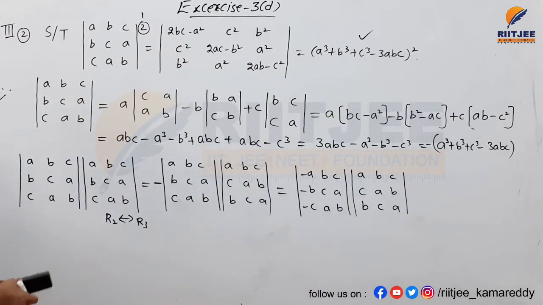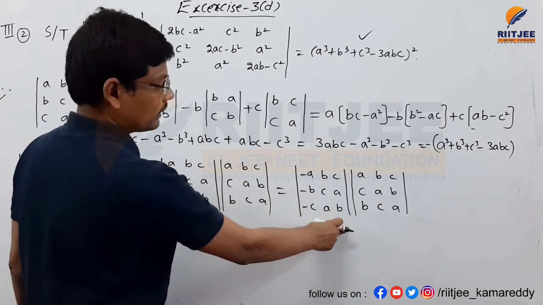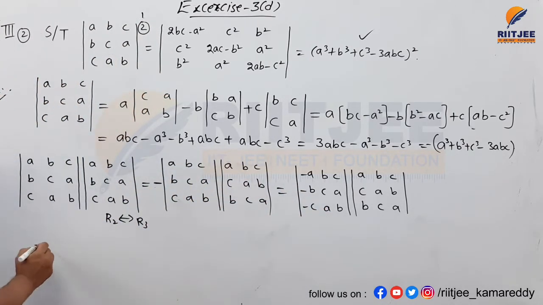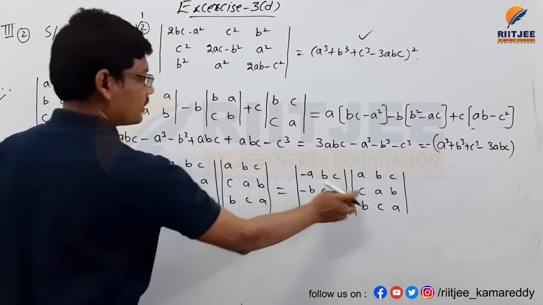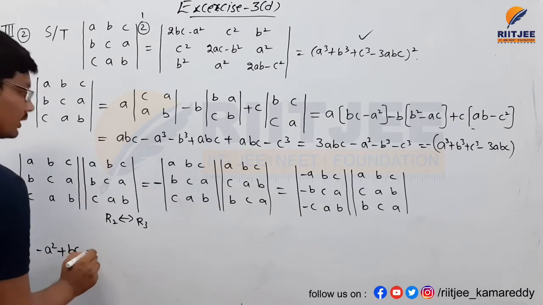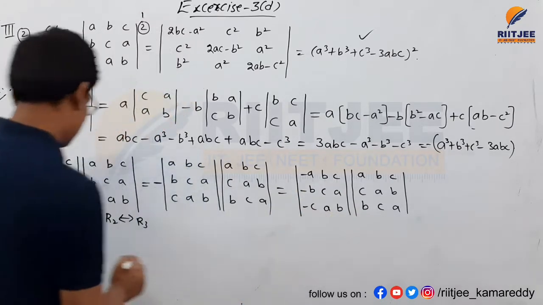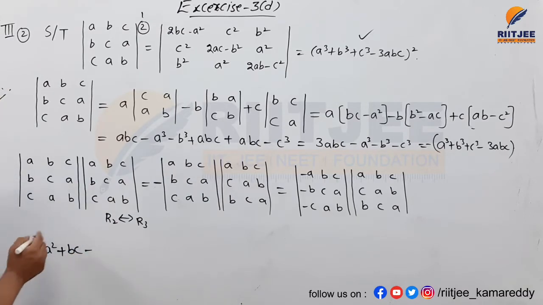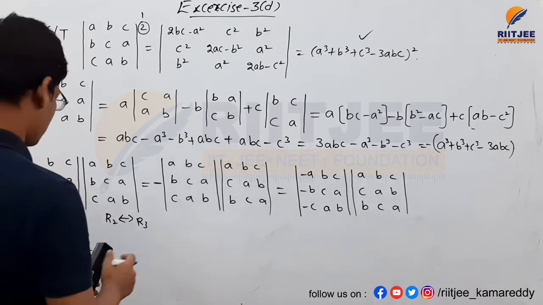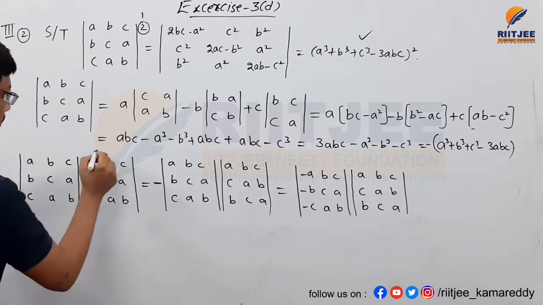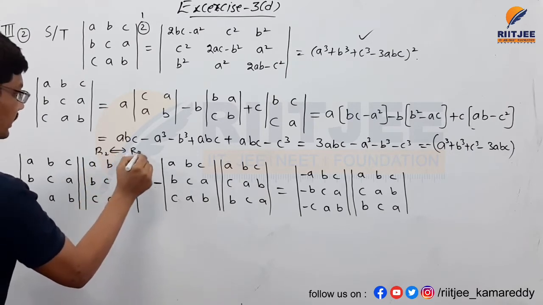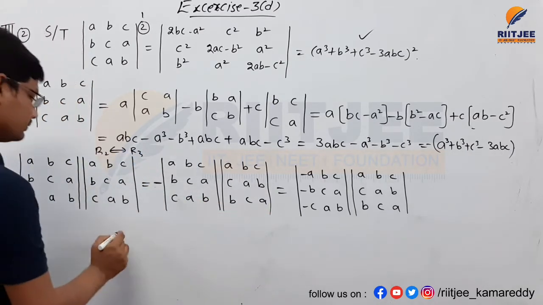Here this is a transformation. Directly, this is a 3 by 3 matrix multiplication. According to that I am multiplying: minus A into A, minus A square, B into C plus BC, and C into B plus BC. Here R2 is interchanged with R3, and I am writing the multiplication.